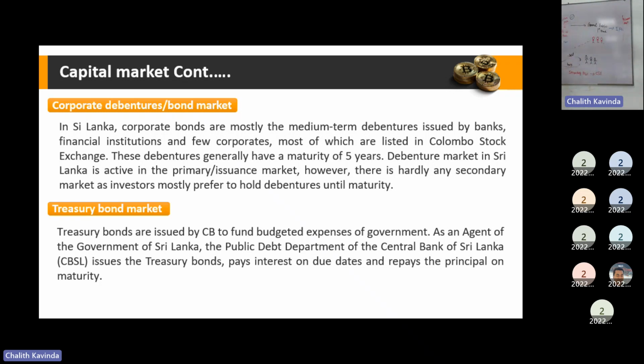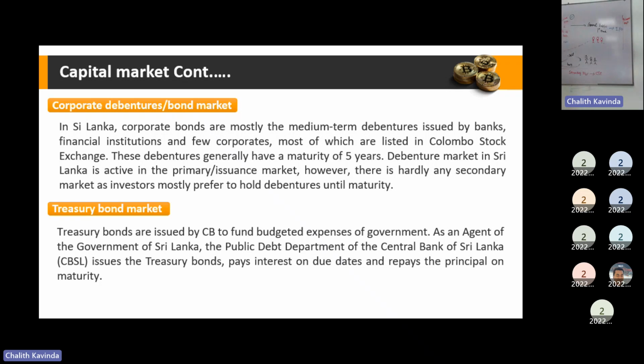Based on the generation, it's primary and secondary. Then based on the ownership, it could be equity or it could be debt. Then based on the time to maturity or the term to maturity, money market and capital market. Right. So thereafter, we discussed who are the participants of these financial markets, what are the instruments that are being traded in the financial markets, likewise.